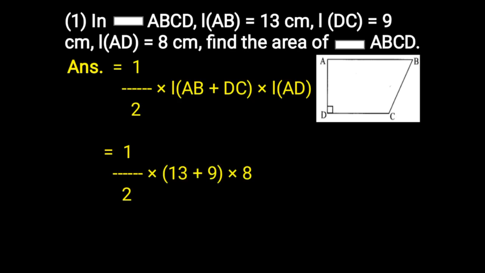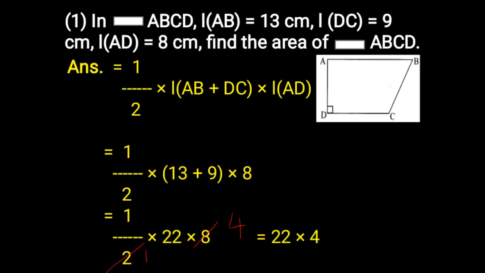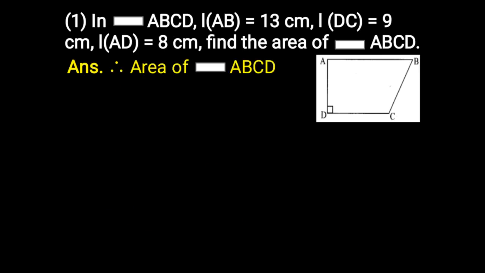First you have to solve the addition in the bracket, and then write the multiplication. 13 plus 9 how much? 22. That is equal to half into 22 into 8. You have to do cancellation with the 2 table on any one of the numbers. 2 ones are 2, 2 fours are 8. That is equal to 22 into 4. 22 fours are 88. Therefore, area of quadrilateral ABCD is equal to 88 square centimeter.